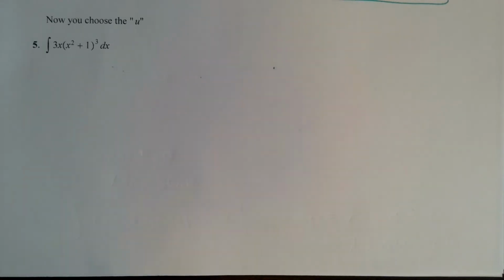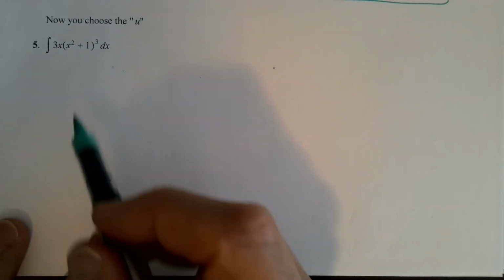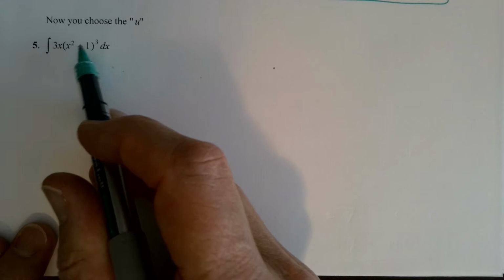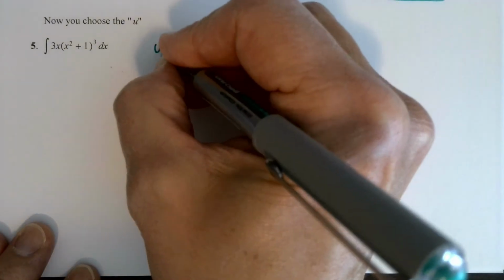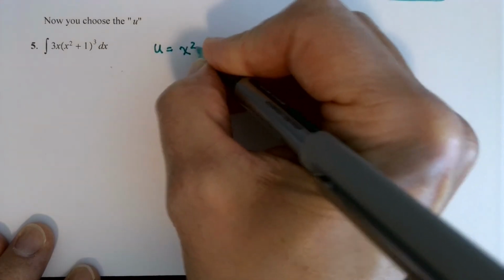Do you see a composition? Do you see an inner function? I hope you see the inner function of x squared plus 1. It's inside the cubing function, right? U cubed. So that should be your u. The inner function is x squared plus 1.